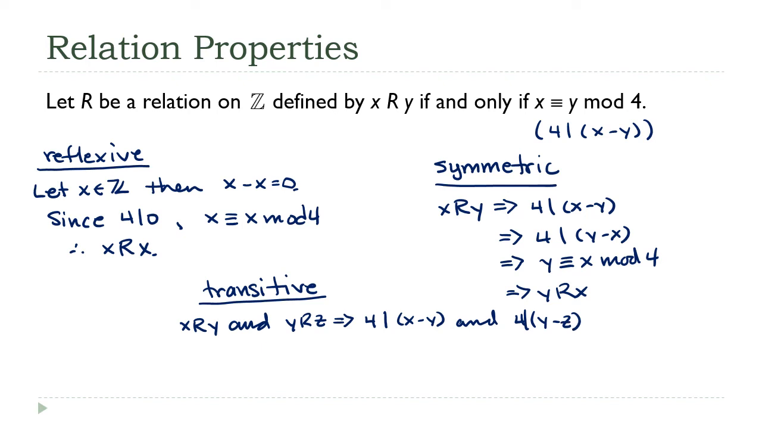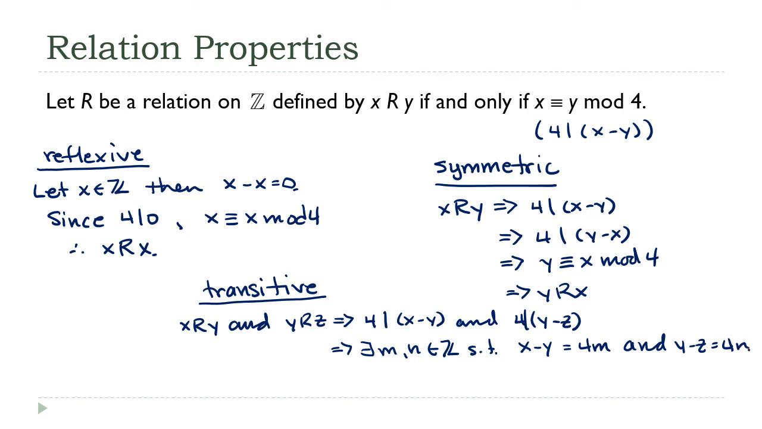Okay. Well, here, I'm going to have to fall back a little more on the number theory definitions of divisibility. This means there exist integers m and n such that X minus Y equals 4 times m and Y minus Z equals 4 times n.